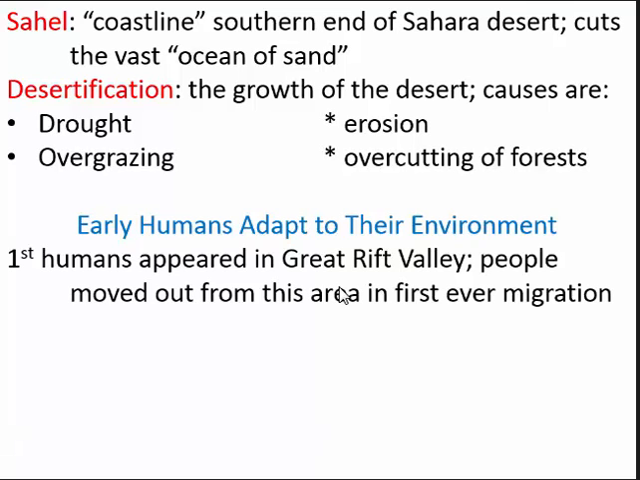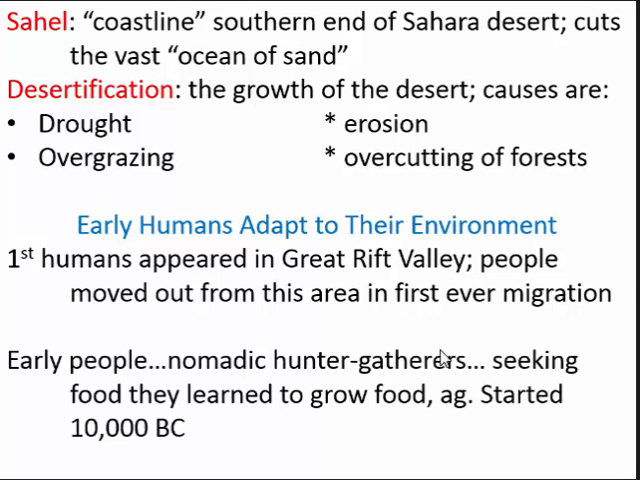Early humans adapt to their environment. Now your textbook talks about the idea that the first man evolved in Africa. Okay, well, that's a theory. And they found remains of the oldest man, they think, in the Great Rift Valley, which is like the Grand Canyon of Africa. People are going to eventually move out of this area in the first ever migration, and they're going to move north and south because east and west is going to be impossible because of the steep cliffs along the valley. Early people, the textbook postulates, were hunters and gatherers.